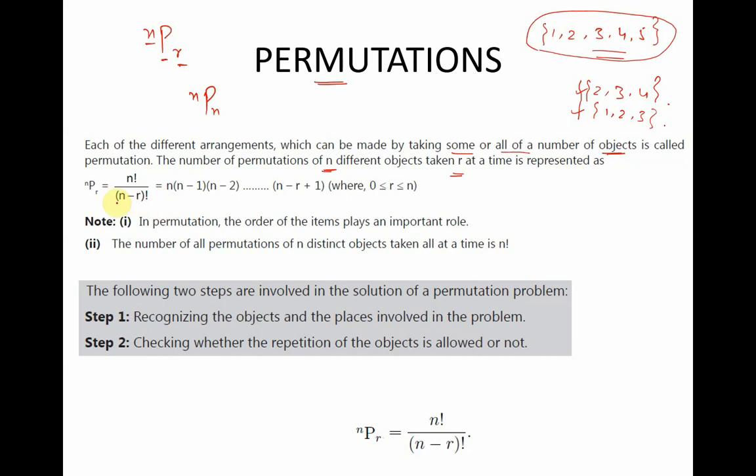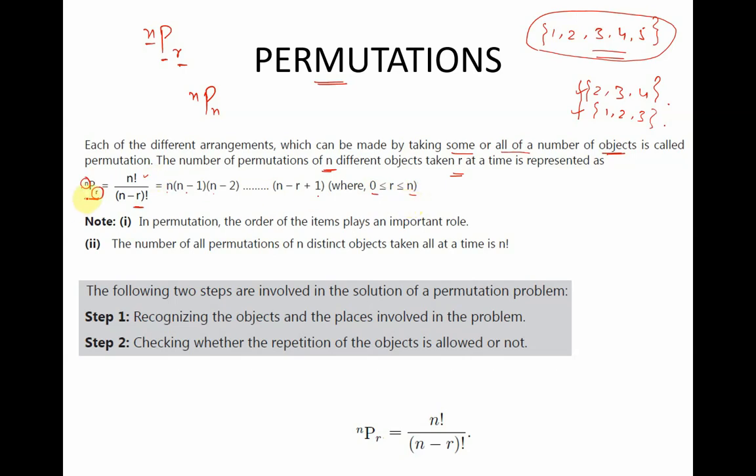Right? So the nPr, or the permutation of n objects taken r at a time, is represented by n factorial divided by n minus r factorial, which is n into n minus 1 into n minus 2 up to n minus r plus 1. Obviously, the value of r will be less than or equal to the value of n. If I have, let us say, 5 objects, then I can have permutations of 1 object at a time, or 2 objects at a time, or 3 or 4 or 5. The value of r cannot be more than the value of n, where r is greater than or equal to 0 and less than or equal to n.